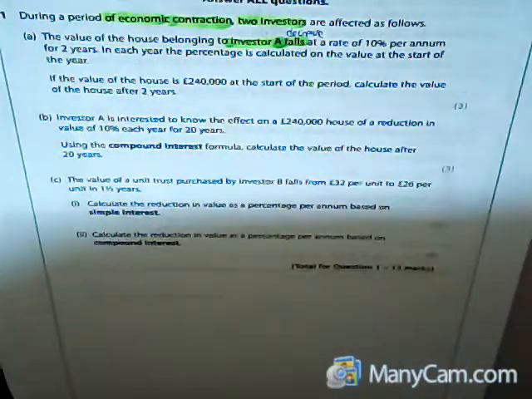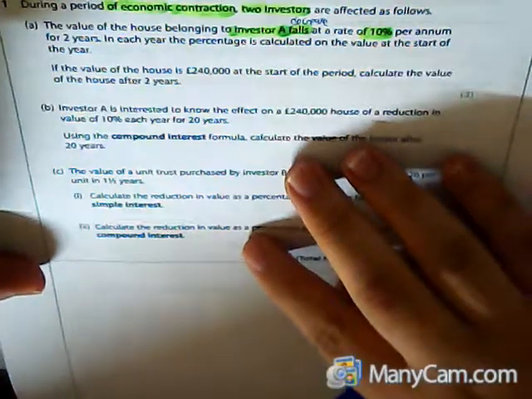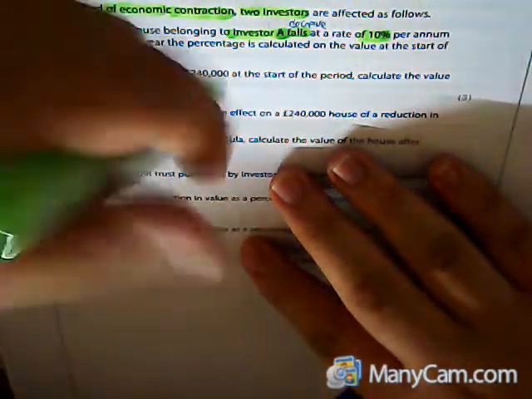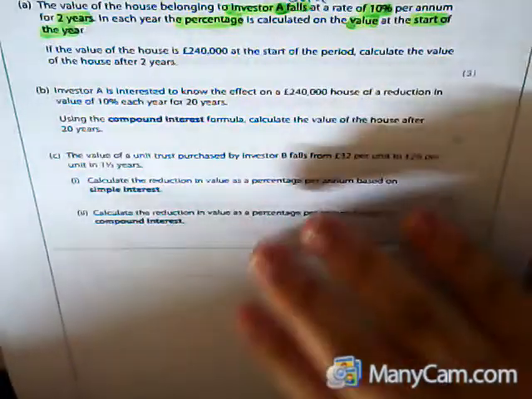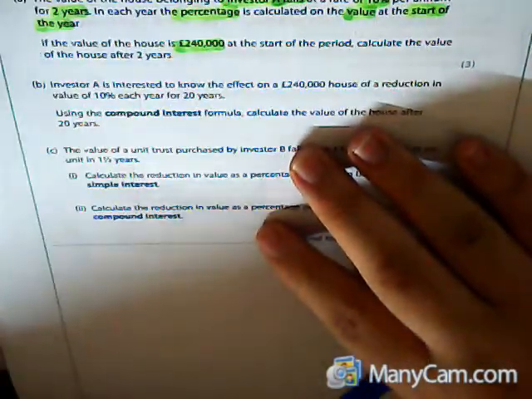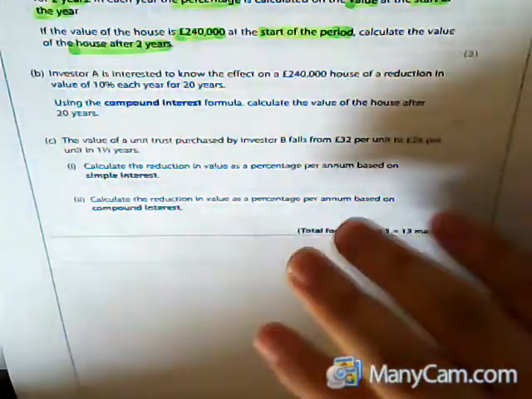Is it decreased by 10%? The question says 10% per annum. Decreased for a total of how many years? 2 years. Each year the percentage is calculated on the value at the start of the year. If the value of the house is given as 240,000 at the start of the period, we calculate the value of the house after the 2 years.